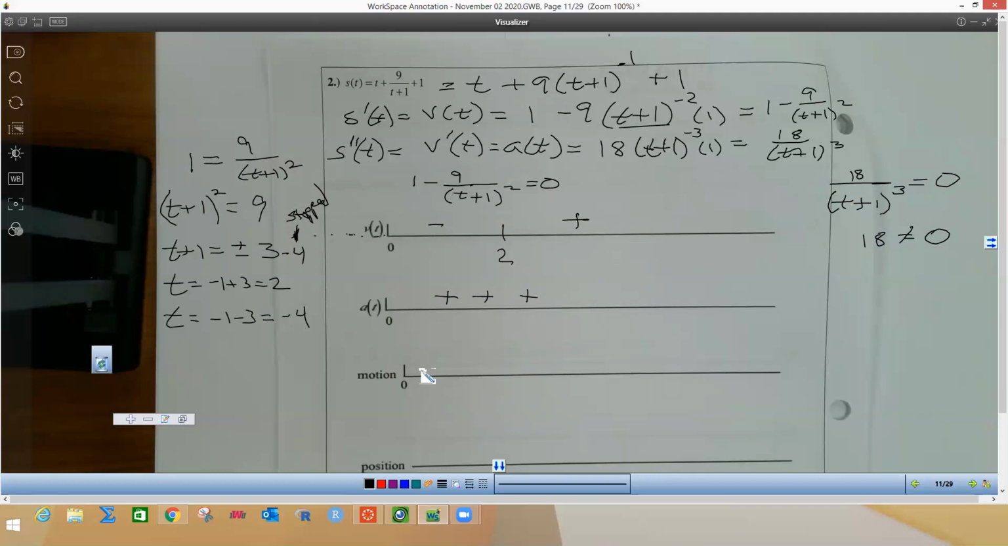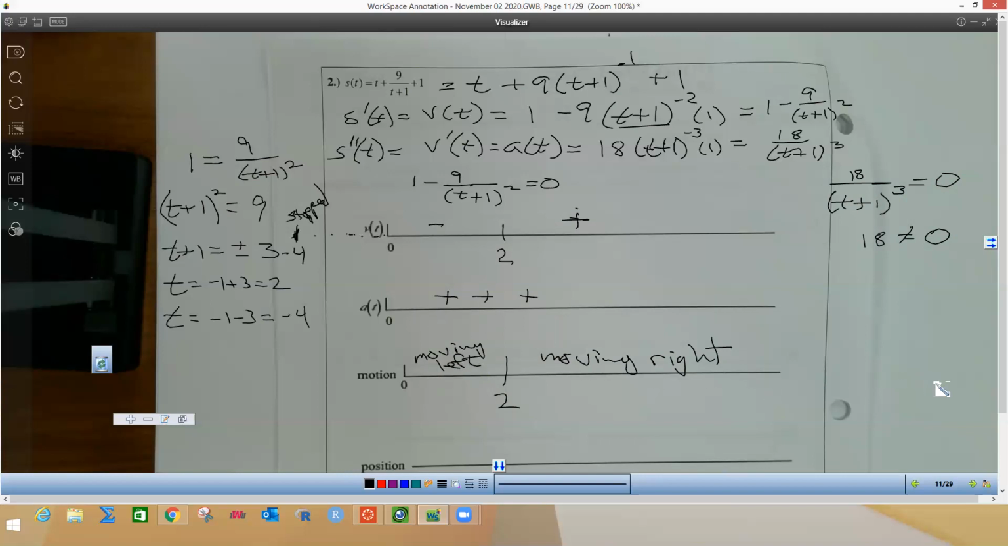So we want to know the motion. We're going to talk about speeding up, slowing down, what direction you're going. So from 0 to 2, because that's this 2 up here, this object is moving left because the velocity is negative. And then from 2 to infinity, the object is moving right the rest of the time, because it's positive all over here no matter what you pick.